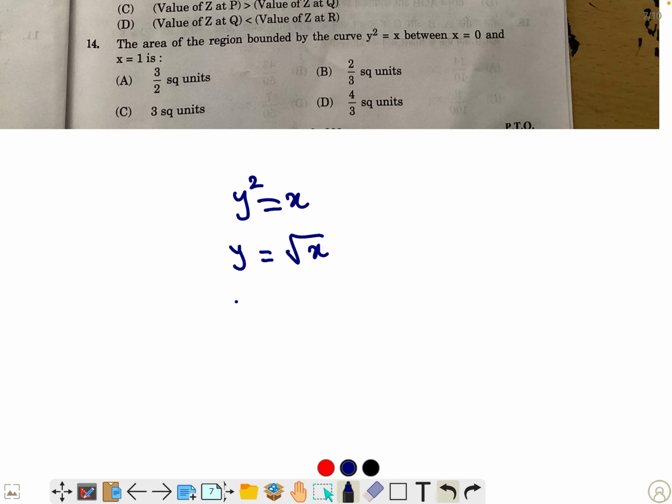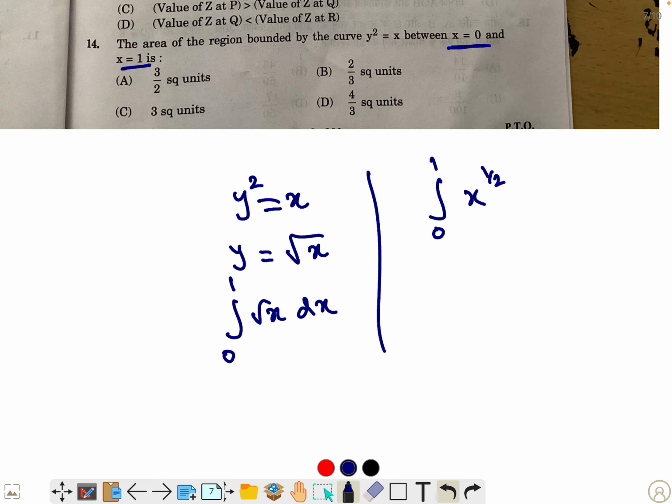So we can take the integral 0 to 1, because between x equal to 0 and 1, root x into dx. Root x can be written as integral 0 to 1 x power 1 by 2 into dx. So we have to integrate. This is very easy, guys.